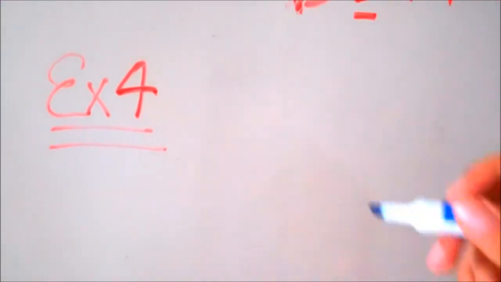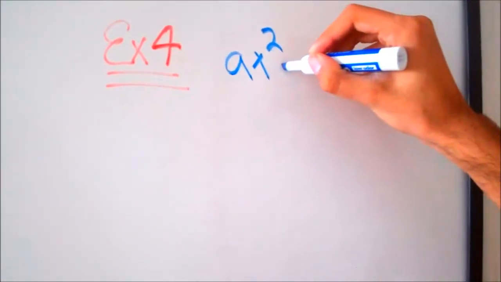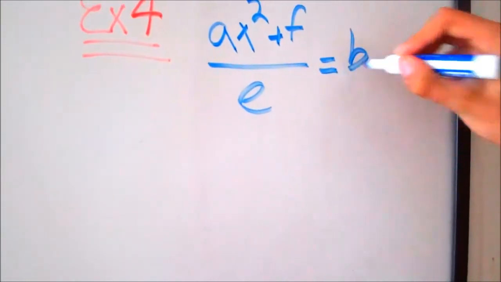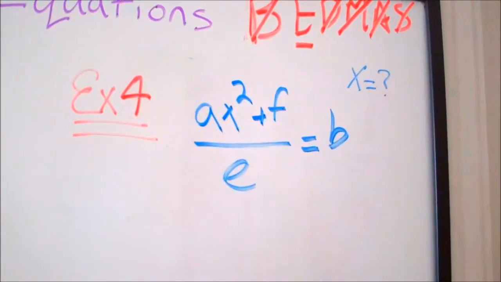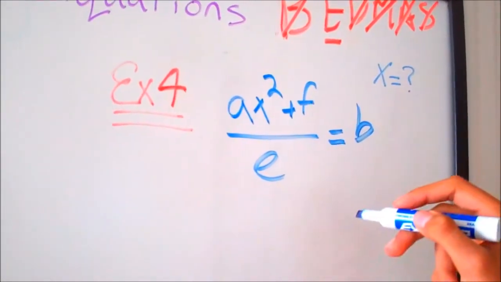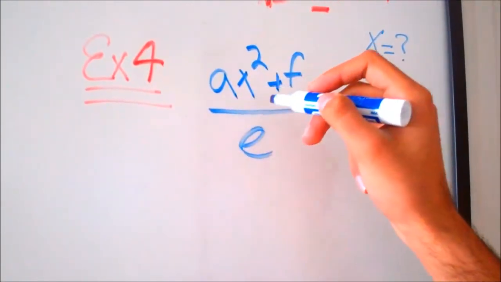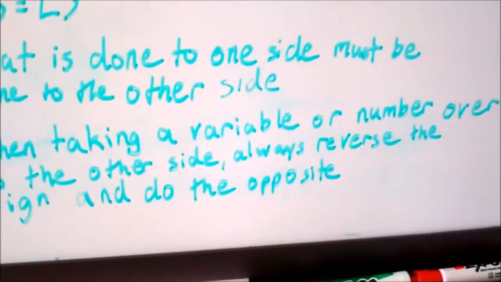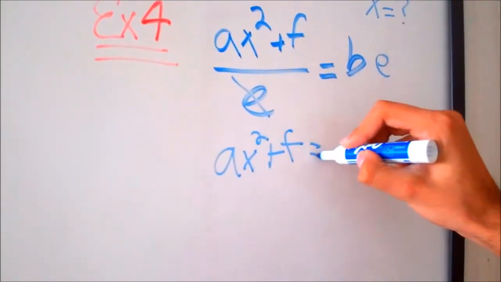Let's start off with the simple equation of ax squared plus f over e equals b. Now, in this one, as usual, we will be solving for x. First things first, we want to try and get rid of this fraction. And to do so, as we've learned before, you're going to have to do the opposite, which is multiplying. So let's multiply this side by e and this side by e, giving us ax squared plus f equals be.